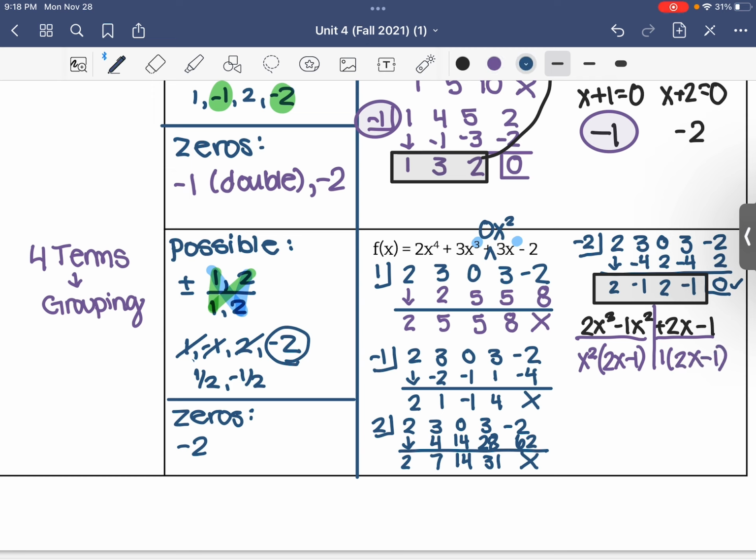So my factors are 2x minus 1 and x squared plus 1. And I want to set each one of those equal to 0. So 2x minus 1 equals 0, and x squared plus 1 equals 0. If I add the 1 to the other side, I get 2x equals 1, and I'm going to have to divide by 2, so it's 1/2, which is actually this one.